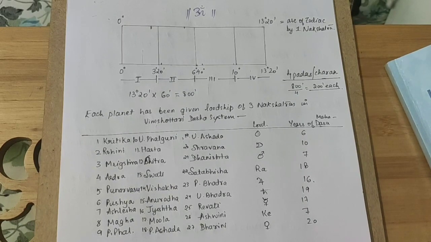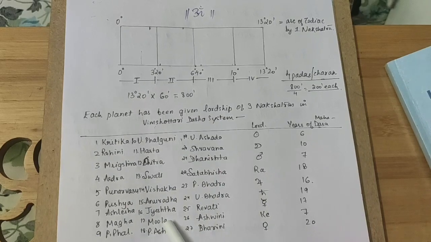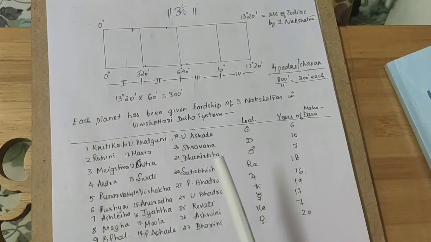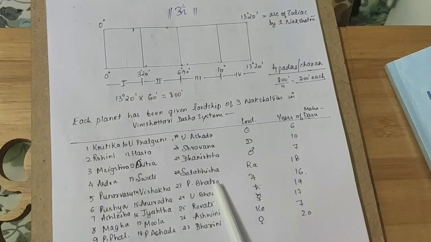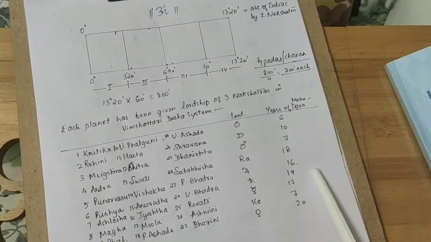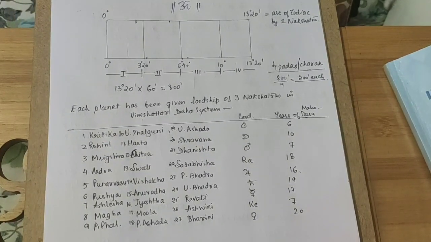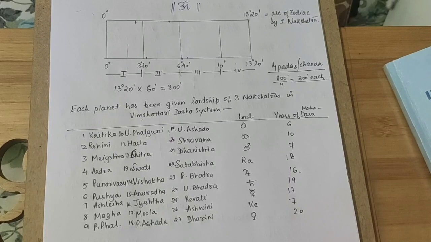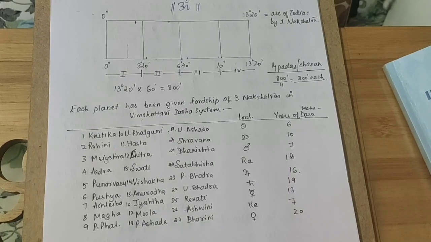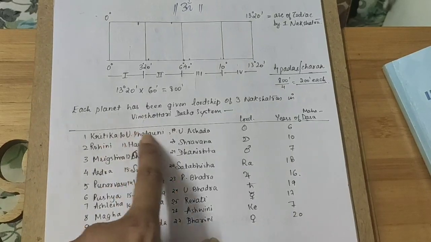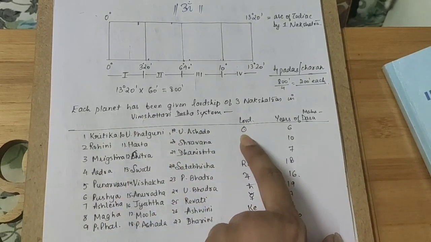So the first step is knowing the position of the moon. The second step is finding the nakshatra. And the third step is finding the dasha. Now, three nakshatras have been given under the lordship of one planet, like this: three nakshatras under one planet's lordship.